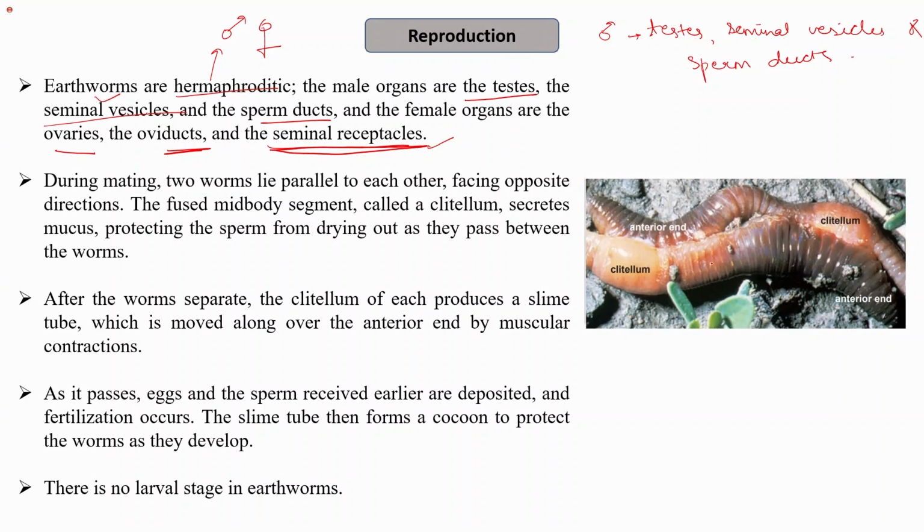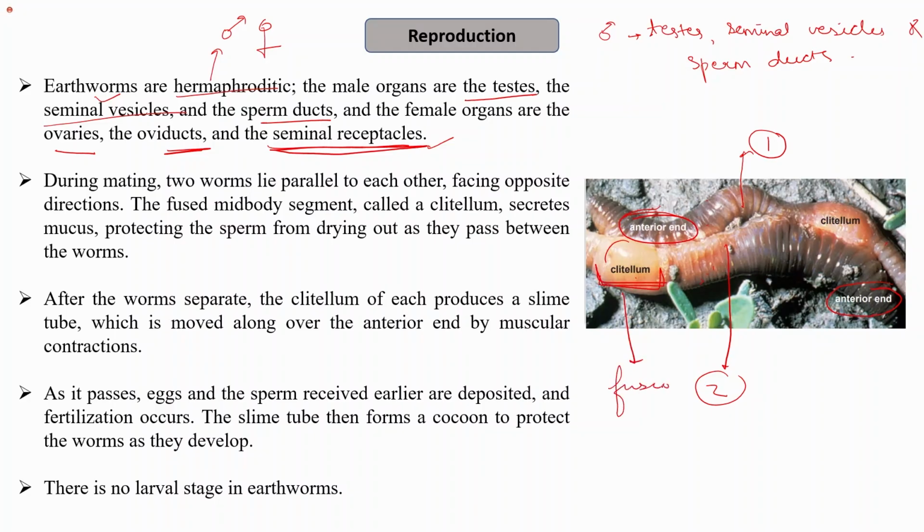During mating, as shown in this figure, this is earthworm number 1 and this is earthworm number 2. These two earthworms come in close contact with each other, facing opposite directions. The anterior end of one faces the posterior end of the other, while the posterior end of the same faces the anterior end of the other earthworm. So anterior ends are on opposite sides. The fused mid-body segment is the clitellum, the portion from where the fusion happens.